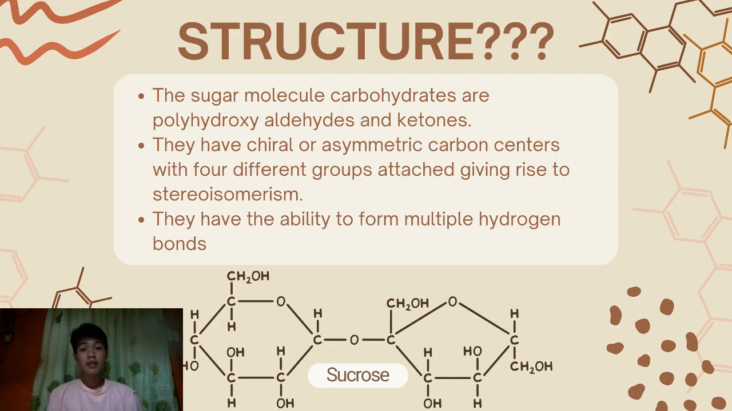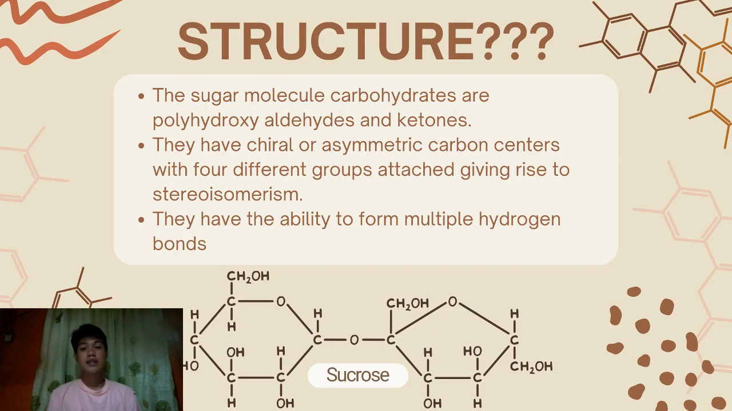The building blocks of all carbohydrates are simple sugars called monosaccharides. A monosaccharide can be a polyhydroxyaldehyde, or you can call it aldose, or a polyhydroxyketone, or ketose. As you can see in the example, sucrose has monomers of glucose and fructose. Glucose is an aldose sugar while fructose is a ketose sugar.